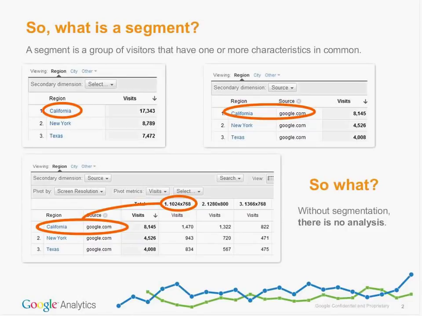And in our example, we've chosen the segment of visitors who are from California and also came from Google, as opposed to some other traffic source. And you can see that that segment is considerably smaller, about half that of the one of California.